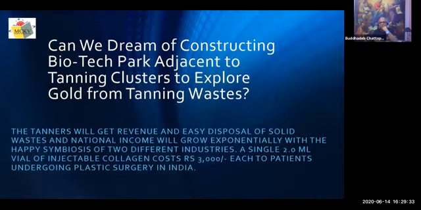So I was dreaming of a biotechnological park adjacent to the tanning cluster to explore the gold from the tanning waste. And not only is the tannery going to earn a better revenue and a solution for easy disposal of solid waste, the national income therefore will grow exponentially with the happy symbiosis of two different kinds of industries. And you know, even in India today, a 2 milliliter vial of injectable costs 40,000 rupees for every patient undergoing plastic surgery in India.